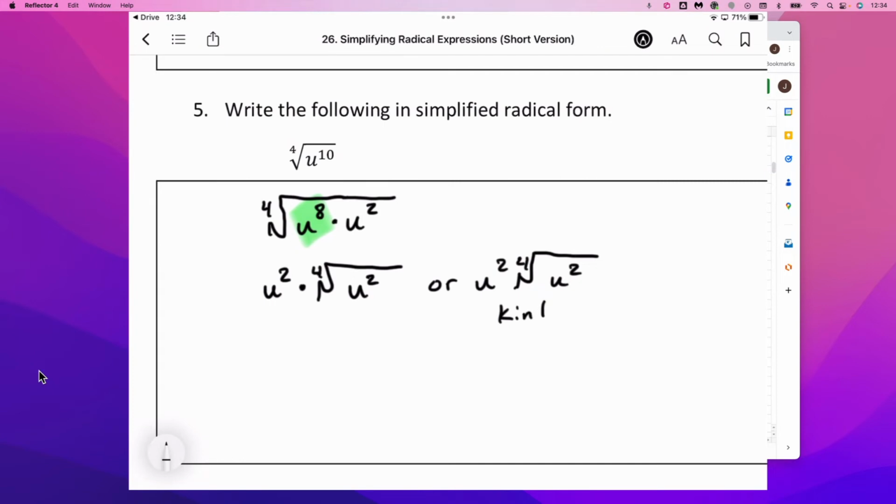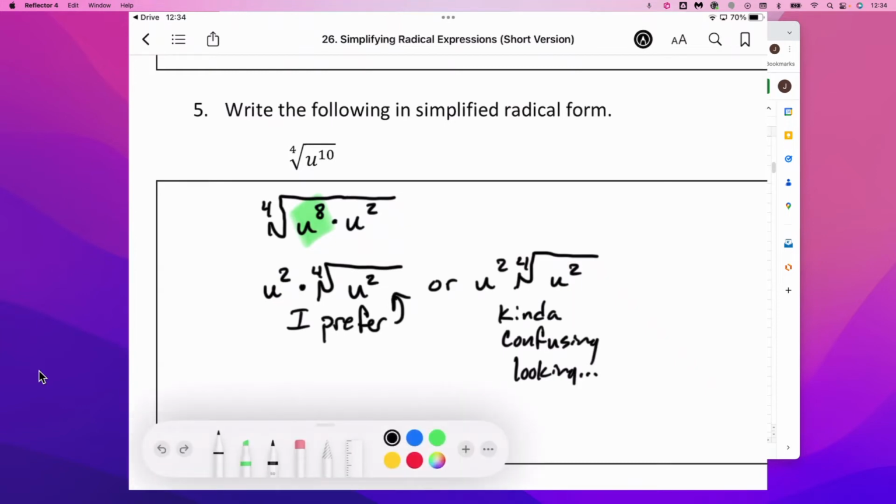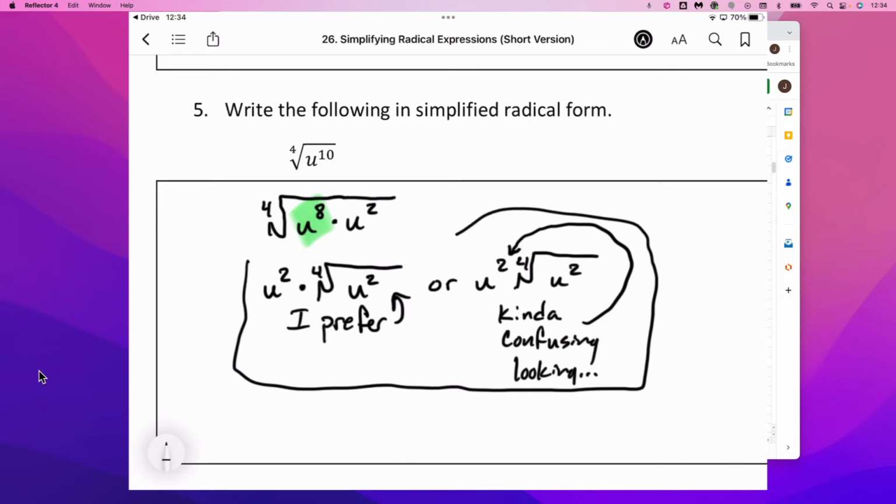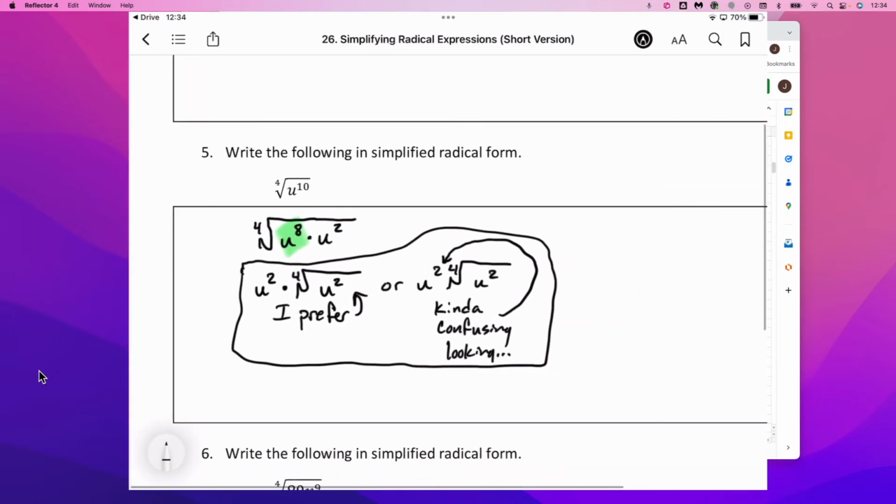So I'm just going to write kind of confusing looking. I prefer this one. You can do whatever works for you. And I'm going to put where it looks confusing to me. It looks kind of confusing right there. And so, again, I would choose personally to write these with a multiplication symbol in the middle, just so I get some space between my exponent that's on the u and that fourth root looking thing. So again, either one of those is going to be acceptable, and that's what we got.